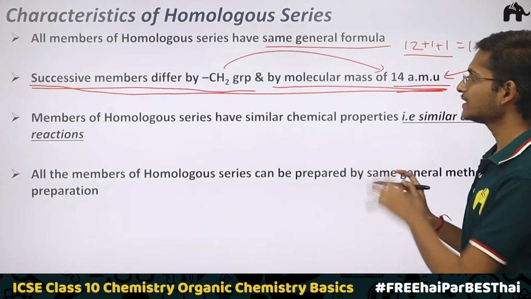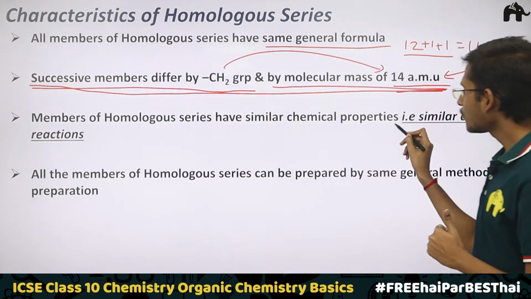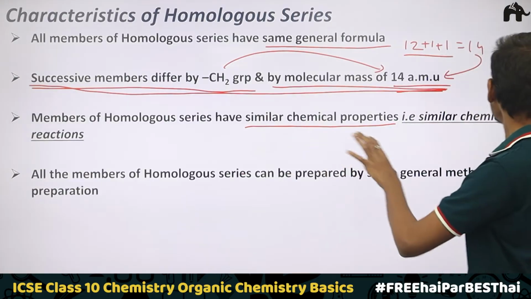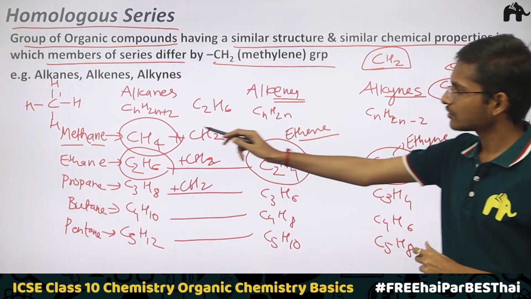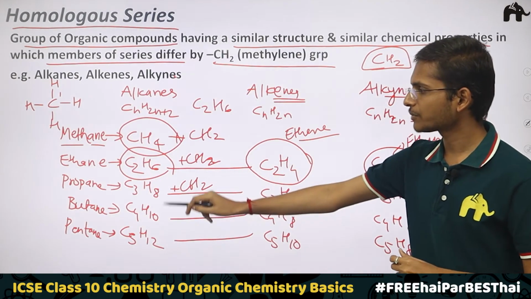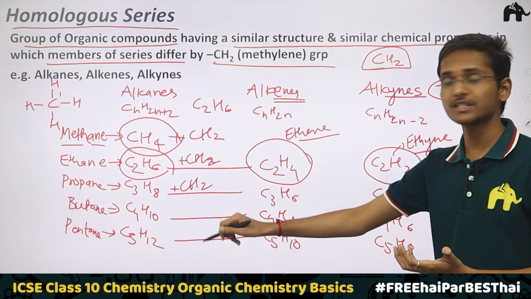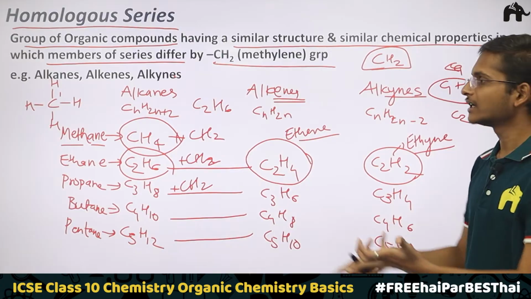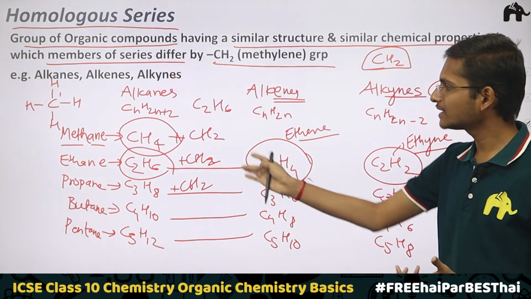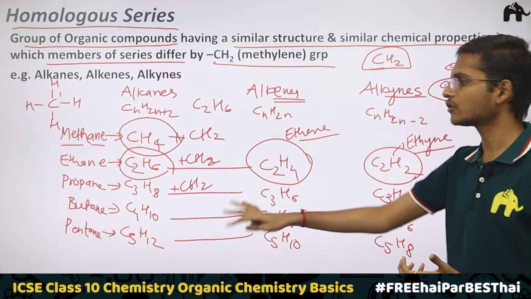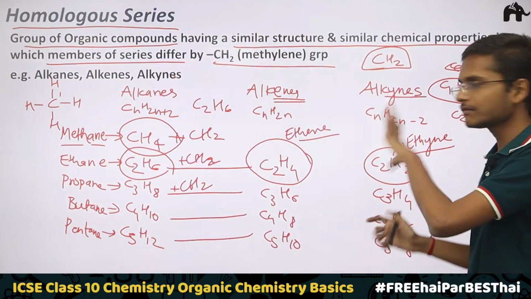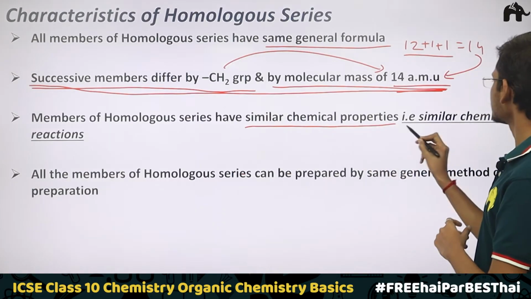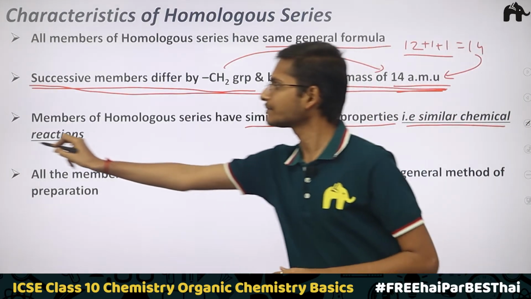Second, members of a homologous series have similar chemical properties. Now, what does this mean? Methane, ethane, propane, butane have similar chemical properties, which means they show similar chemical reactions. The reaction shown by methane is also shown by ethane, by propane, by butane, and by pentane. Clear with this? That is, similar chemical reactions.